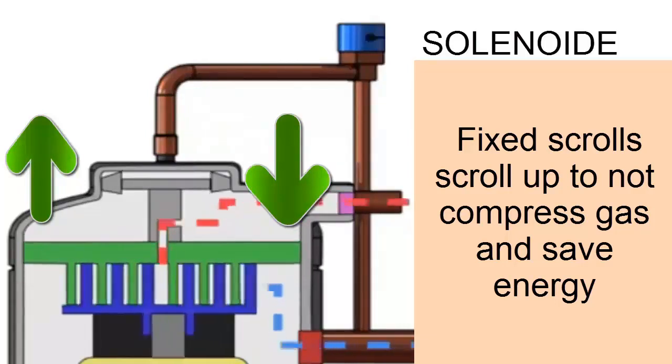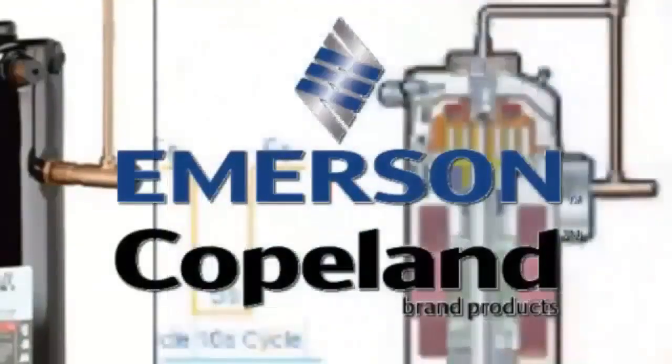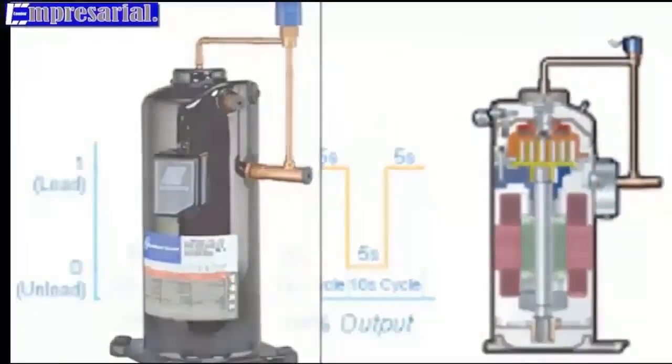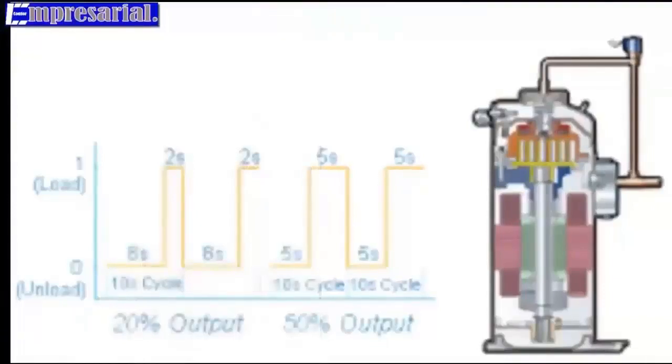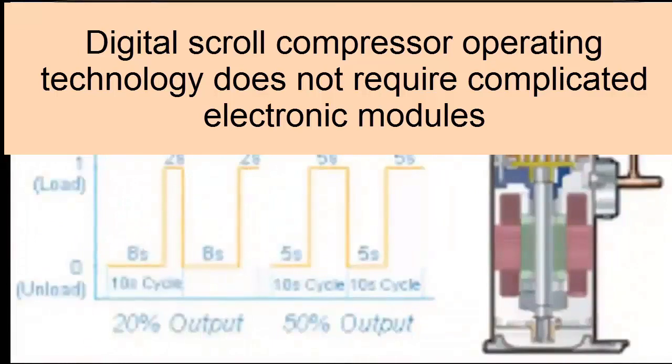Features of Copeland ZPD and ZR: 1. Modulation down to 10% of the nominal capacity of the compressor, thus allowing a precise control of the temperature, greater comfort and energy savings. 2. No complex electronic modules required. It is a practically plug-and-play solution that enables fast installation and easy maintenance.